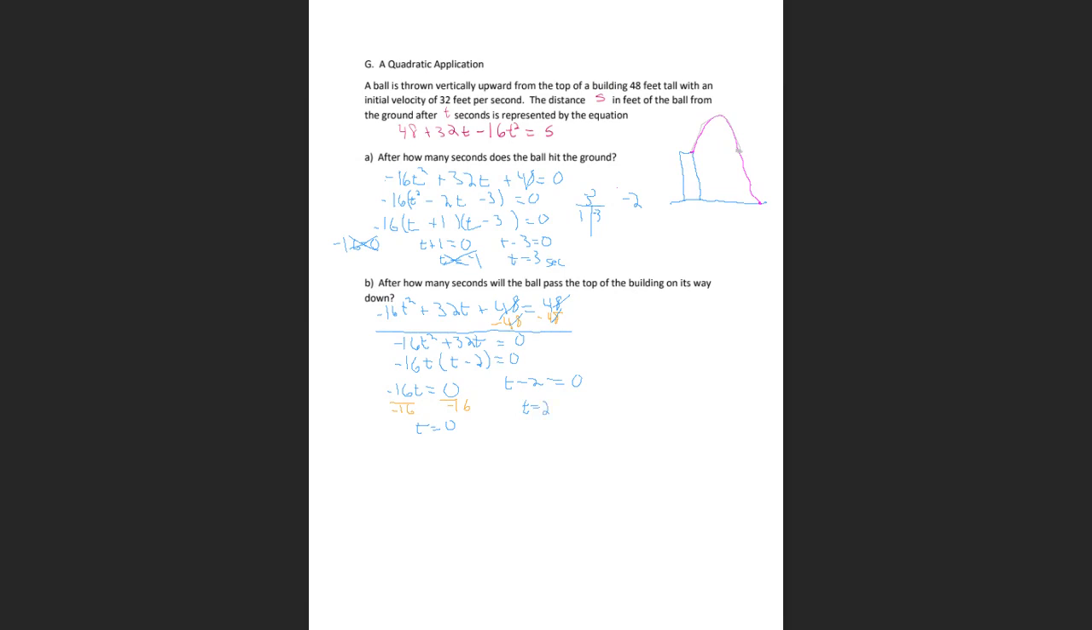So which one of those answers makes sense? Well, 0 means no time's gone by. So the 2 would make better sense because 0 means we're still in the building. They're talking about when the ball passes by the building coming down. So that 2 or 2 seconds would be the solution to this equation. So hopefully that will get you kind of where we need to be with solving quadratic equations and cubic equations using factoring.